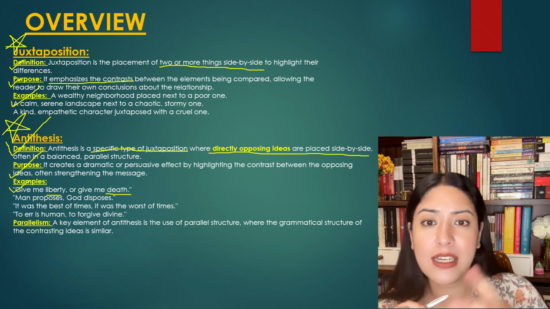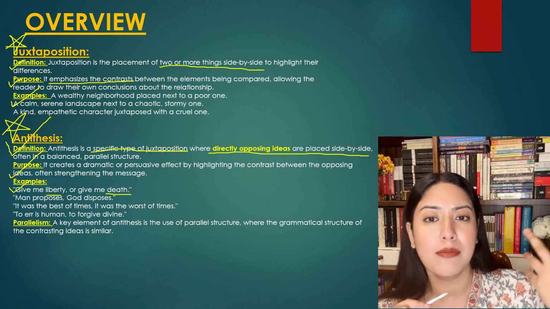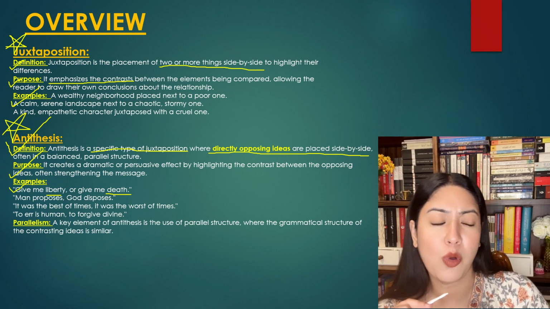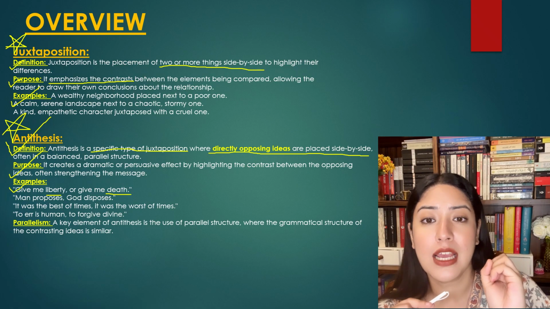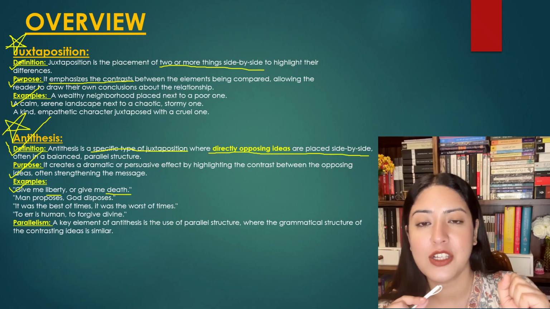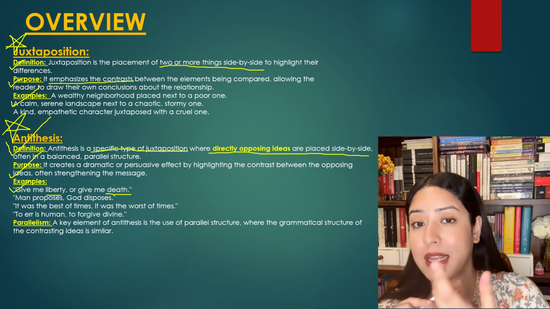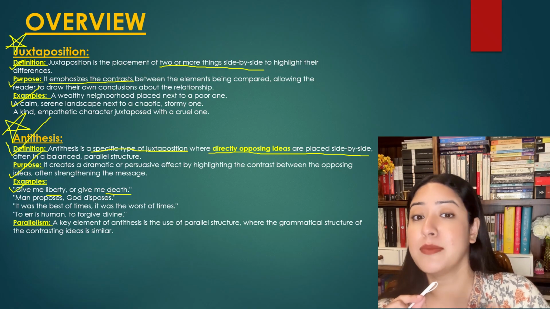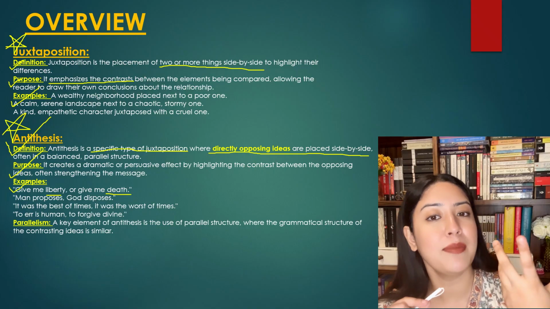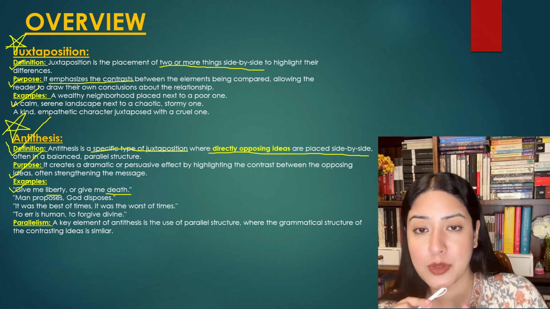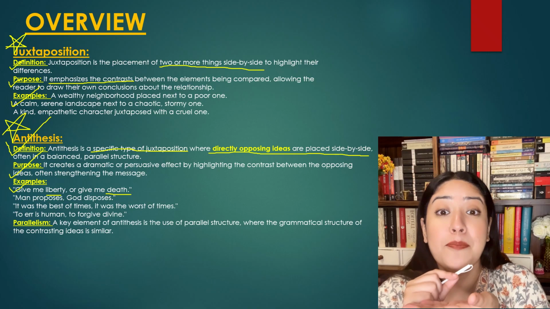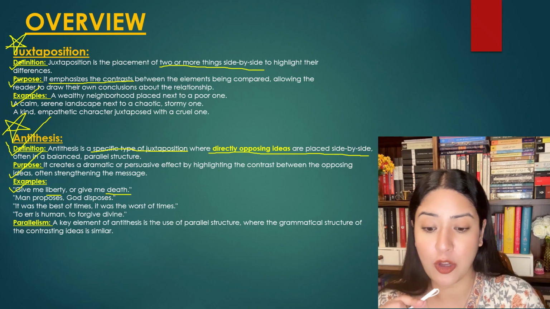In juxtaposition, it can be two words also. How two words? Bitter, sweet, light and dark. All of these things are two words. Juxtaposition can be a sentence, juxtaposition can be an idea, it can be an art, it can be a picture, it can be an imagery, it can be anything. It can even be two words, like I said just now, bittersweet. But in antithesis, it's a balanced grammatical structure with commas and everything.